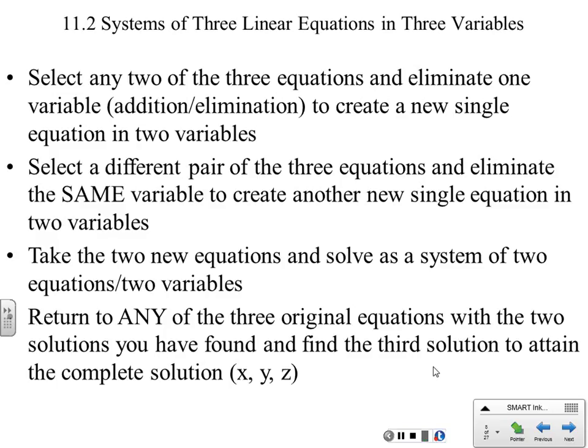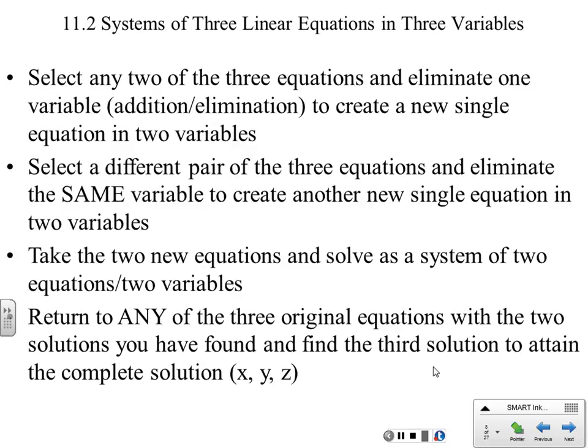All right, so what you're going to do, follow the roadmap. You're going to select any 2 of the 3 equations and then eliminate one of the variables. We just learned how to do that. You're going to make your opposite LCMs to create a new single equation in 2 variables. So now one of your variables is going to be gone.